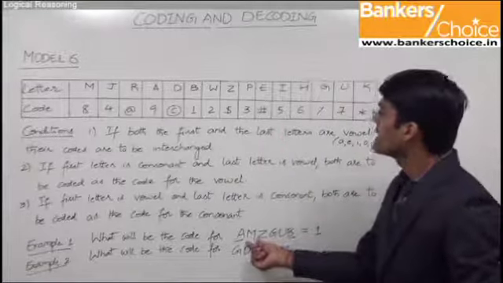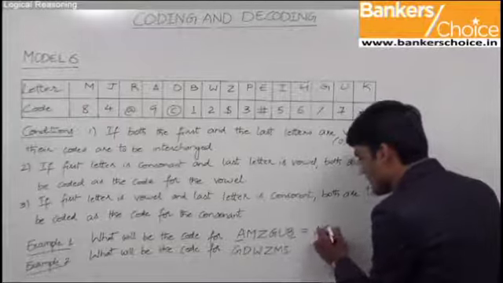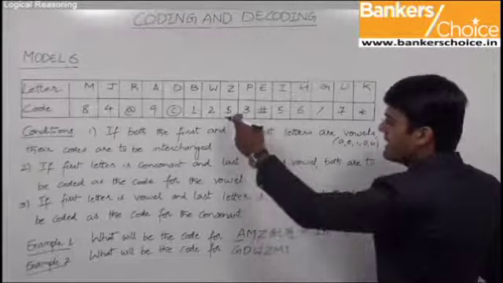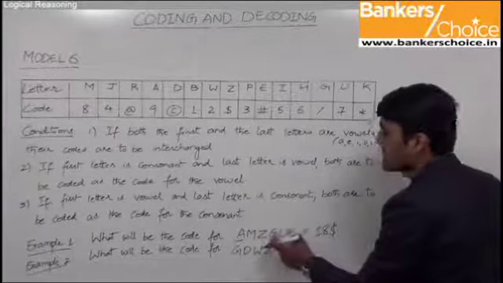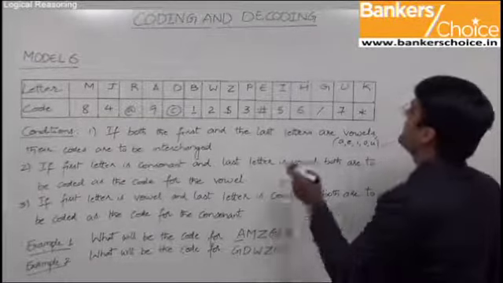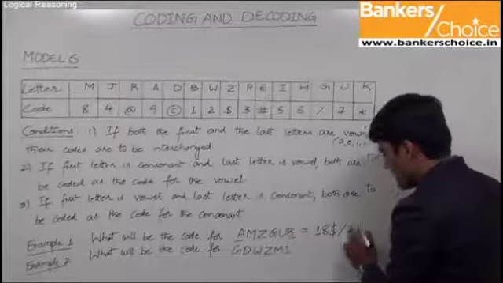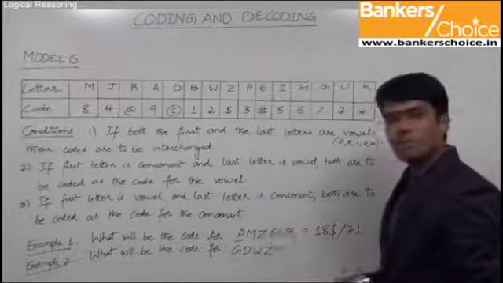Now the code for letter M in the table is 8. So 1 is followed by 8. The code for letter Z is $. For G, it is %. For U, it is 7. And the code for B is 1. So this is the answer for the given word.